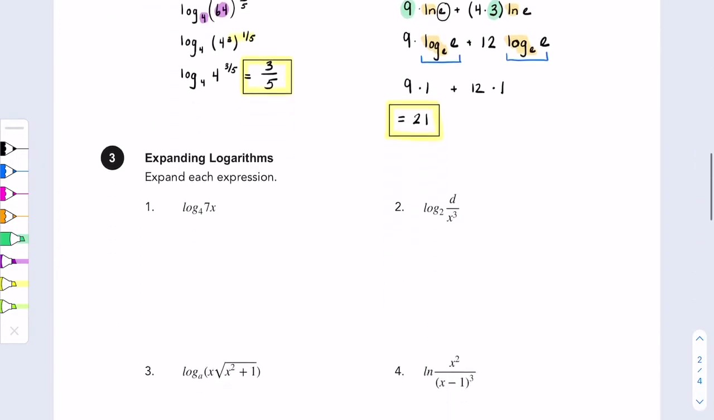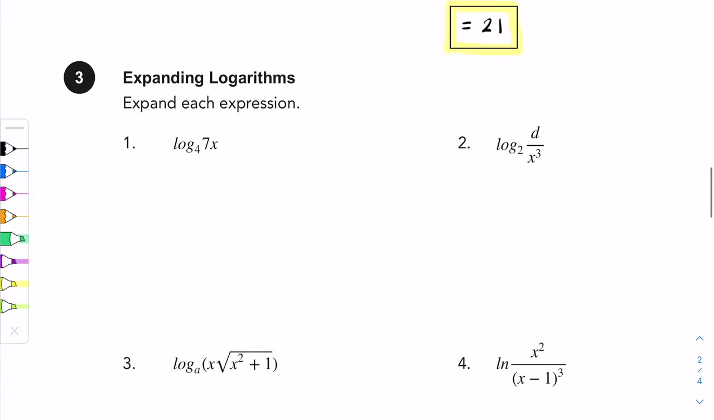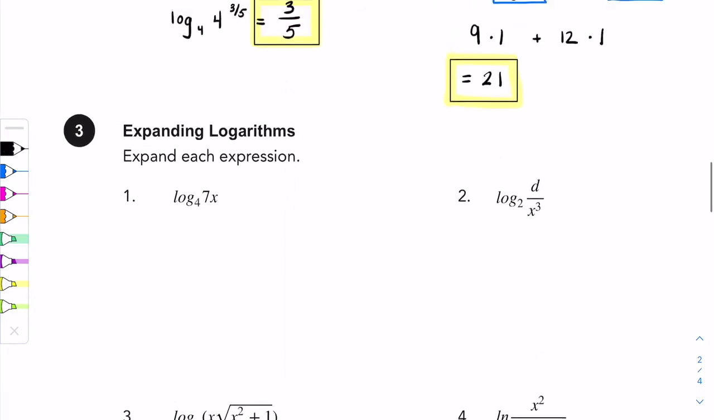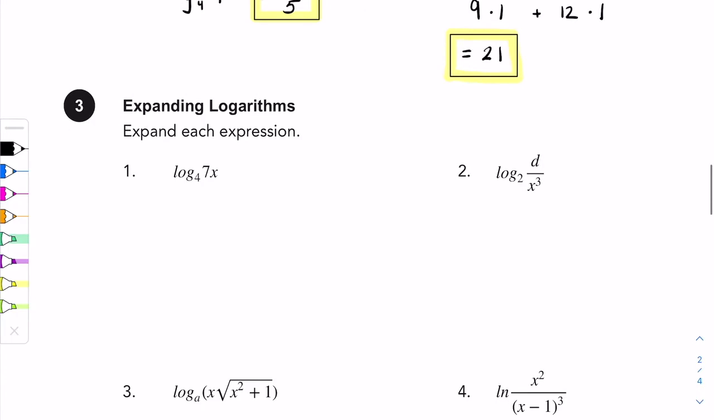In the next section, our directions tell us to expand the logarithms. So this is using, again, all of the properties, but it's primarily going to use the 3 from the first page. So the first one, we have log base 4 of 7 times x. This is 7 times x. This is the product property.